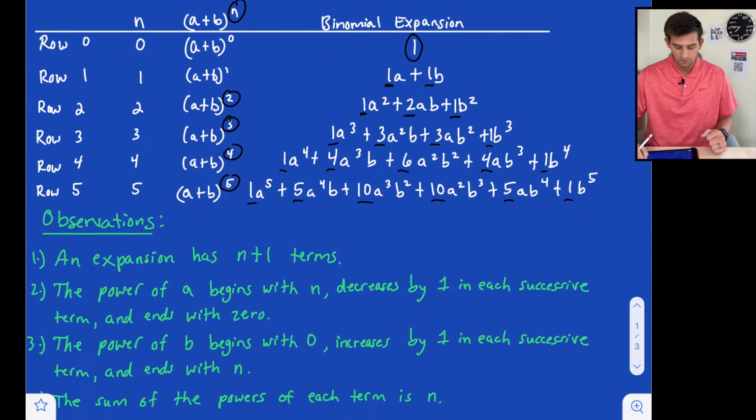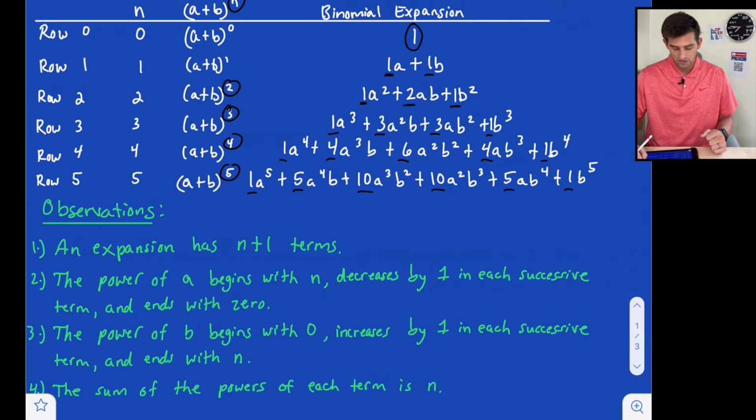And now let's look at 4 observations in total that we can see from this binomial expansion using Pascal's triangle. So the first one says an expansion has n plus 1 terms. So if we start with 0, we're going to end up with 1 term. When we have a degree of 1, we have 2 terms, right? We had 1a plus 1b. So that is telling us that whatever our degree is on our binomial, we should have in our final answer, once we expand it, 1 more term than that degree.